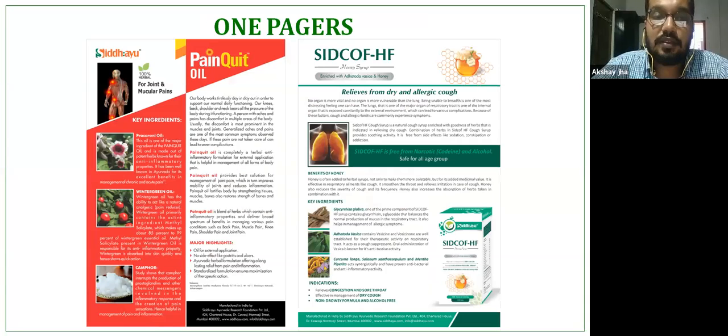One pager is designed keeping in mind a few people, right? First are doctors, right? You send one pagers to doctors, you can give one pagers to your chemist or the pharmacist associated with the doctor, or the nurses. Now you generally make a one pager when you are launching a new product in the market, because when you are launching a new product, you have to give a lot of information about it, right?